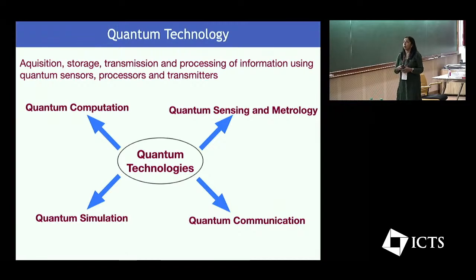So quantum technology is the acquisition, storage, transmission, and processing of information using quantum sensors, processors, and transmitters. Now, quantum technology has 4 different regimes: quantum computation, quantum sensing and metrology, quantum communication, and quantum simulation.